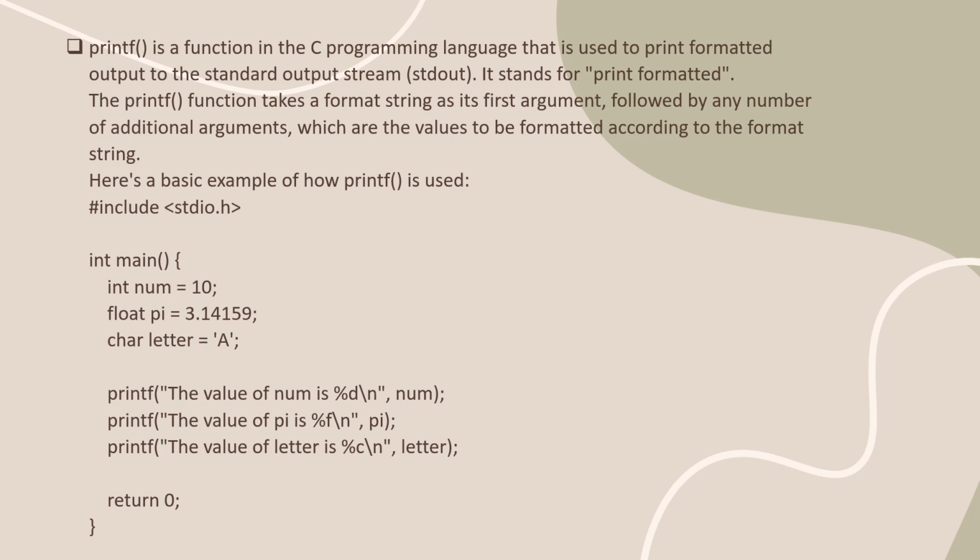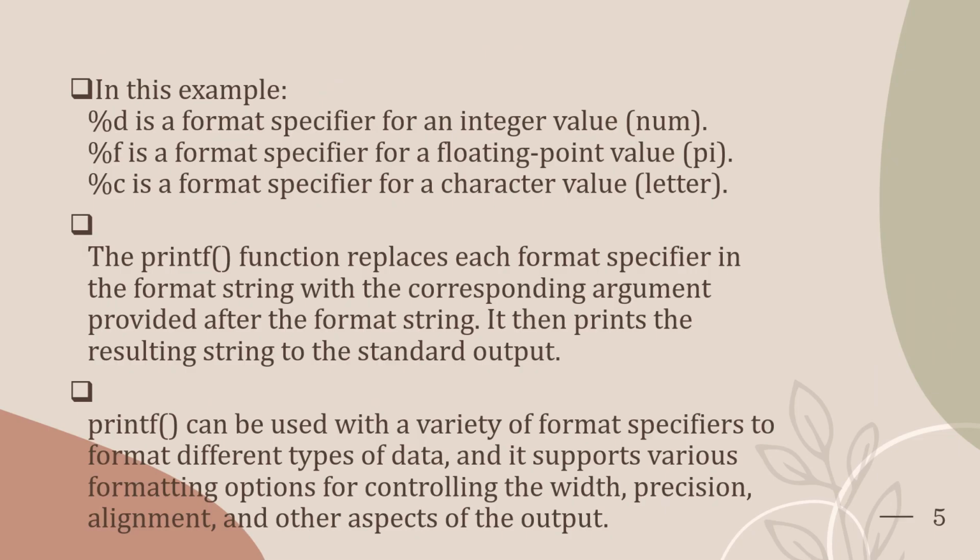variables' values. That is, printf("The value of num is %d\n", num), which means the %d is used for an integer data type. And next, %f is used for printing the float data type, and %c is used for printing the character data type. So using the printf function, we are displaying the value of each variable, that is num, pi, and letter, and return 0, and here ends the program.